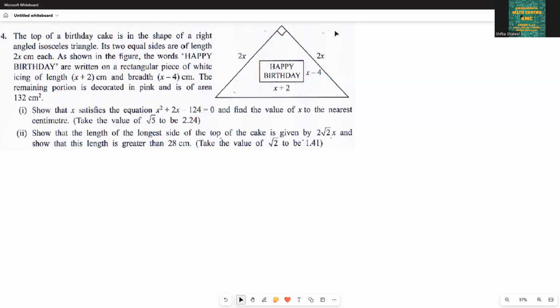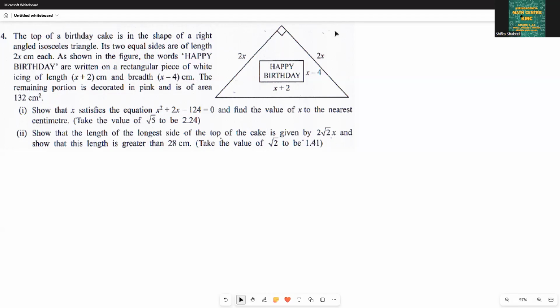The top of a birthday cake is in the shape of a right angle isosceles triangle. Do you know what isosceles is? Right angle means 90 degrees. Isosceles means two sides are equal. It has two equal sides of length 2x centimeters each.